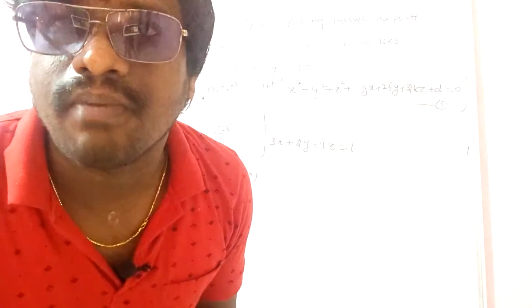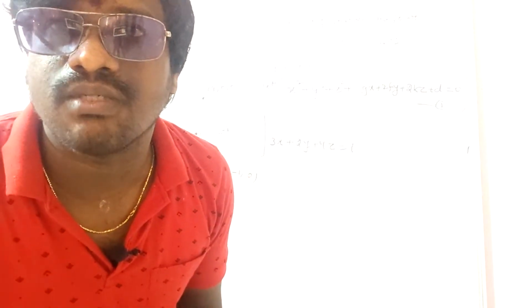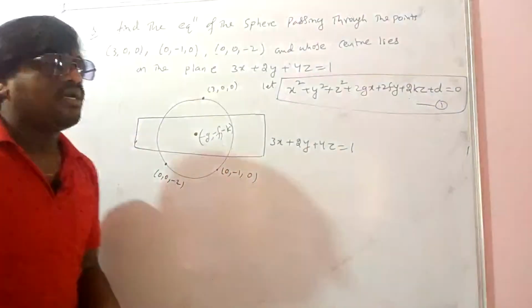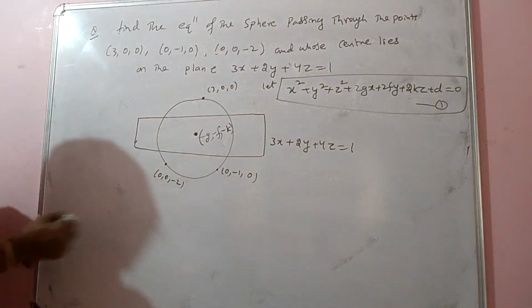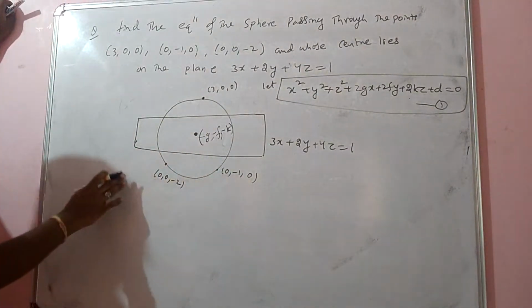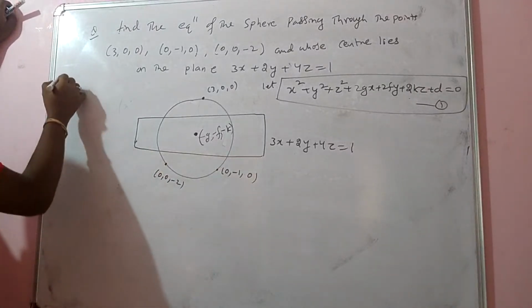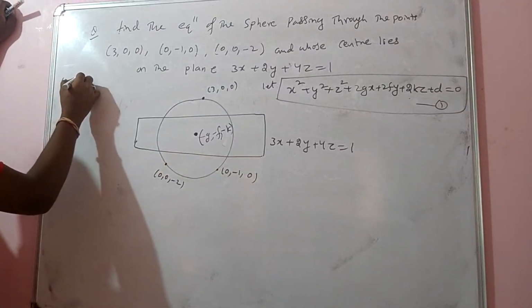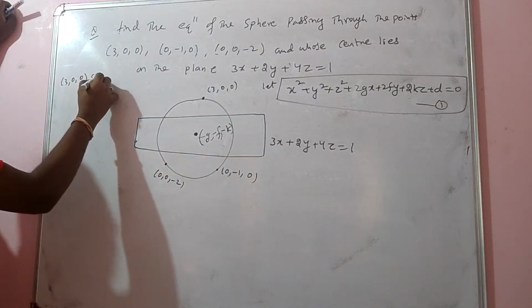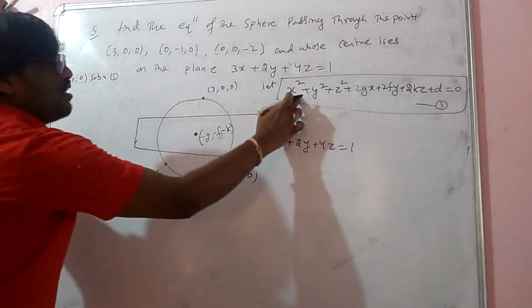Understood, good. So here, to find the equation of the sphere, what do you do? Take (3, 0, 0) and substitute in equation 1. So what am I getting?